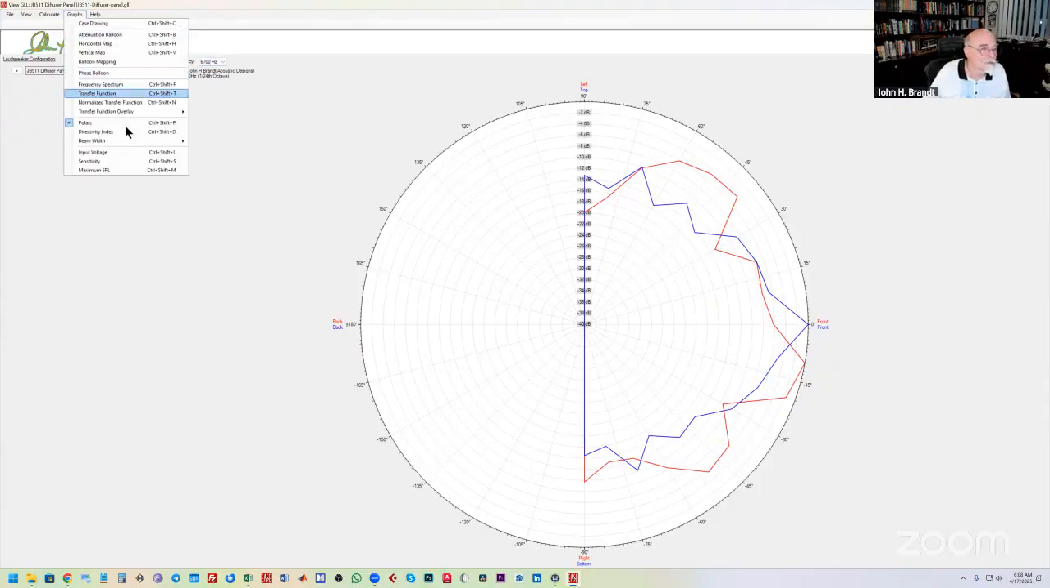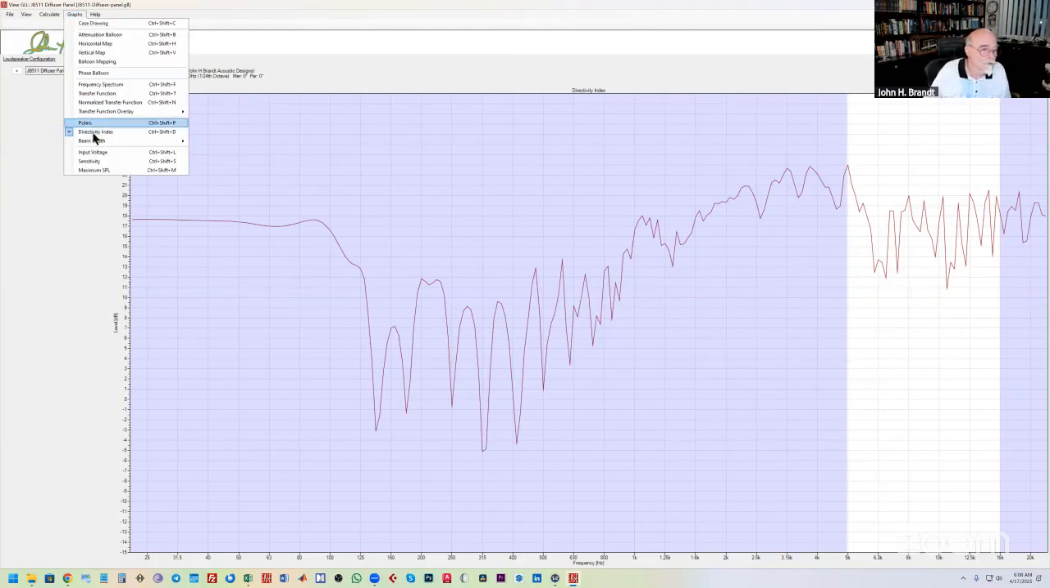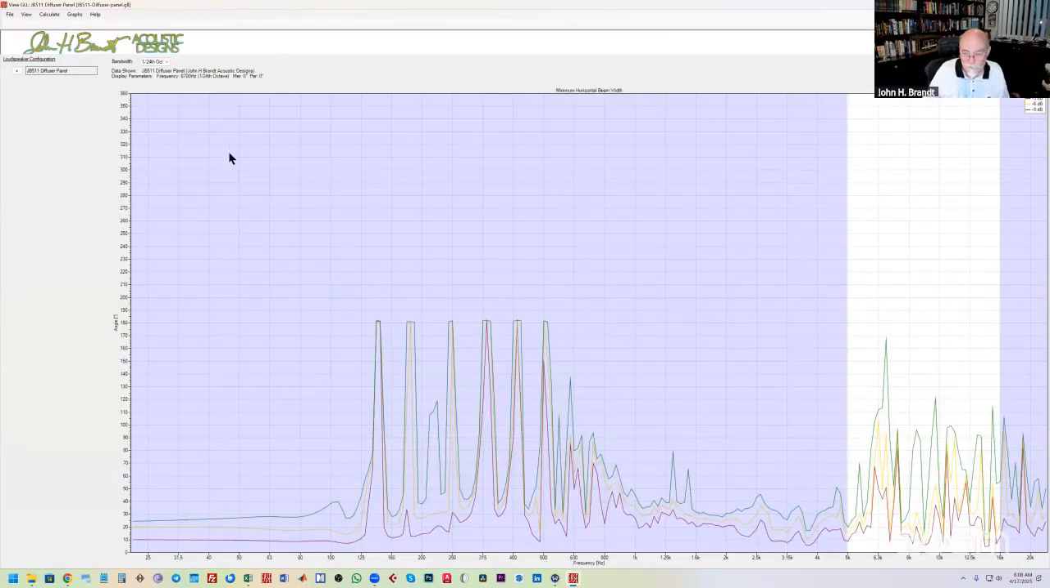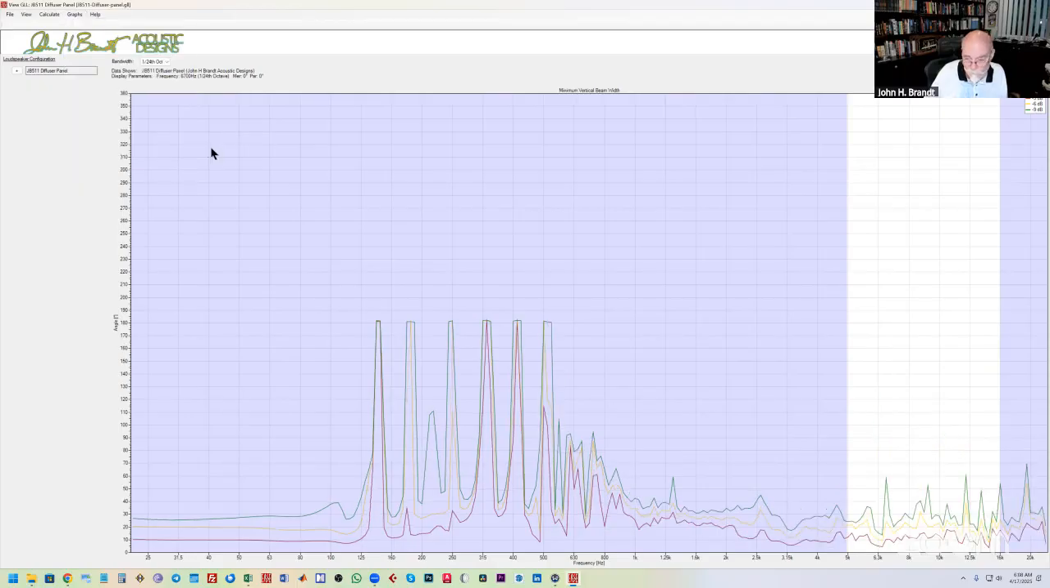Let's see. Look at this, this is polar directivity index. You can see a lot. Here's the horizontal beam width. It's pretty consistent. I'm not sure if that's how we set it, being horizontal or vertical. That's right, so it is sitting horizontal.